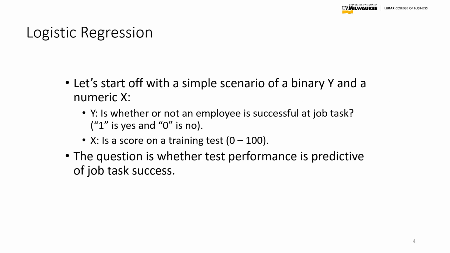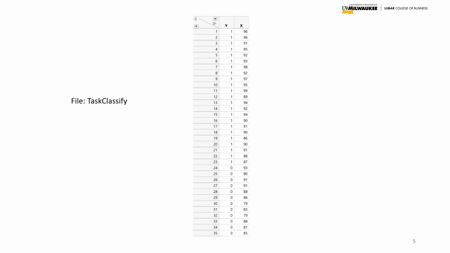So let's do a simple example to bring out the notions of logistic regression. We're going to consider a simple scenario where we have a binary Y and a numeric X. In particular, the Y is whether or not an employee is successful at a job task, 1 being yes, 0 being no. X is a score on a training test. The question is whether test performance is predictive of job task success. Here are the data. We see Y taking on values of 1s and 0s, and the X taking on the test scores.